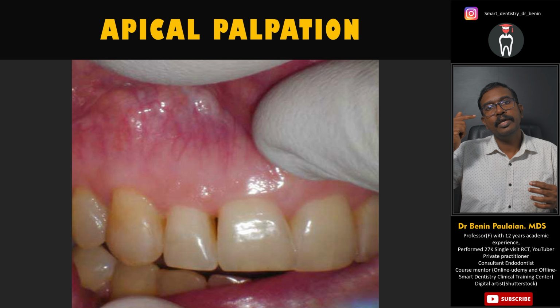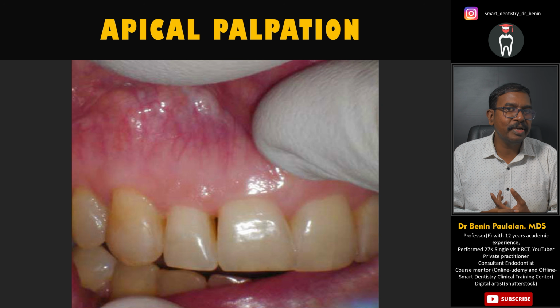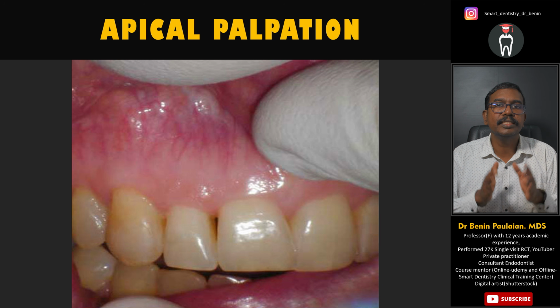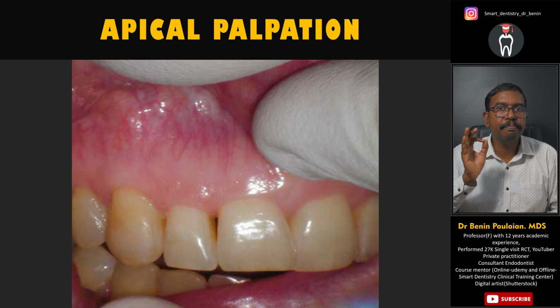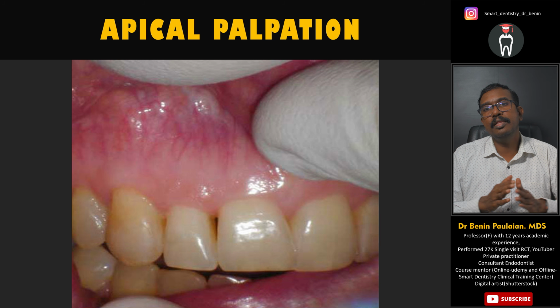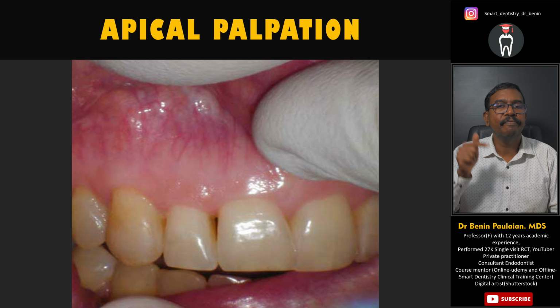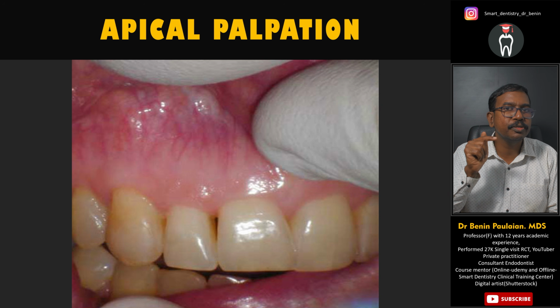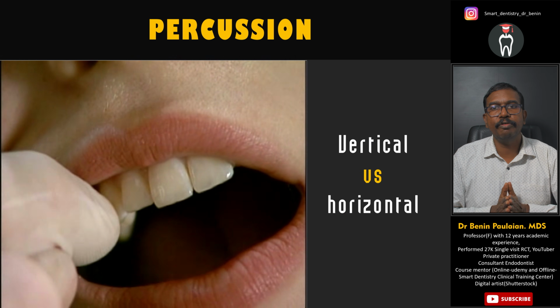Similarly, if you palpate one tooth after the other, next time when you see a patient and are confused about the diagnosis, try this technique and you will definitely be able to arrive at a pinpoint diagnosis of the tooth. Although it may look like a normal tooth, the patient will have pain when we palpate close to the periapical region with a fingertip. So keep that in our practice.